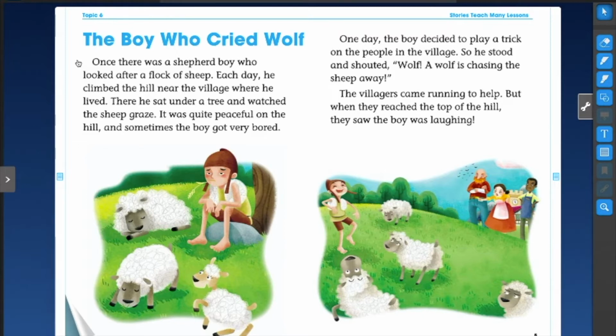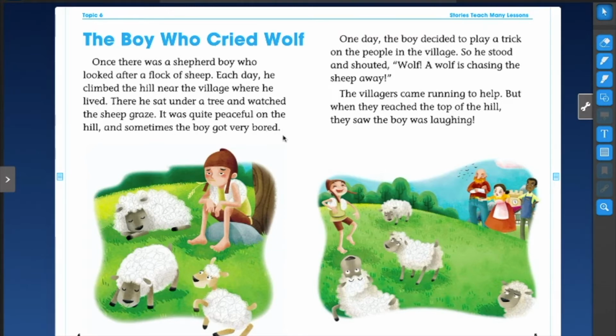So let's get started. Once there was a shepherd boy who looked after a flock of sheep. Each day he climbed the hill near the village where he lived. There he sat under a tree and watched the sheep graze. It was quite peaceful on the hill, and sometimes the boy got very bored.